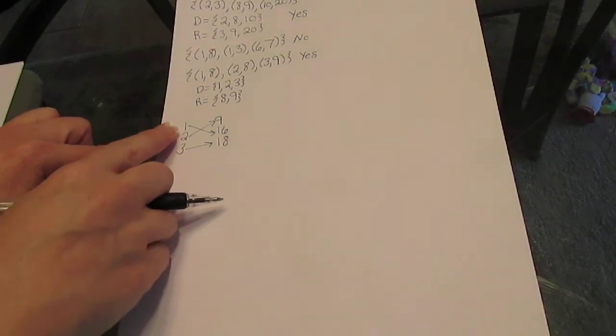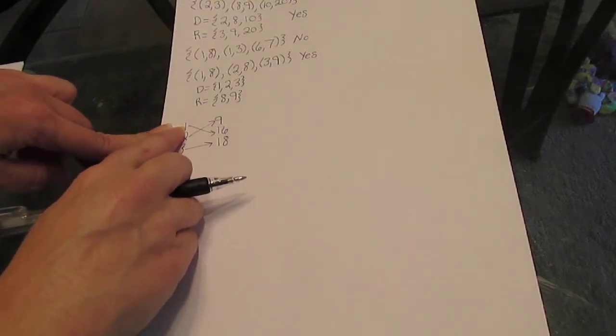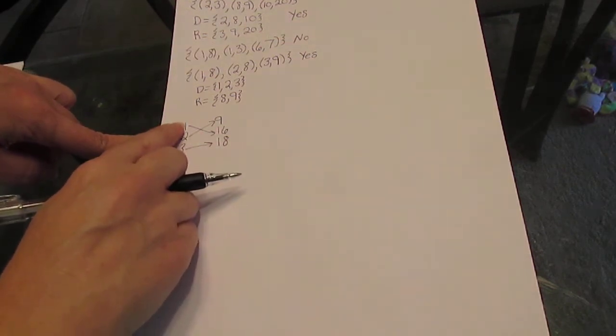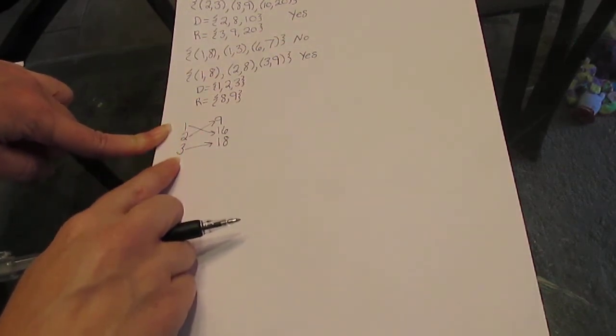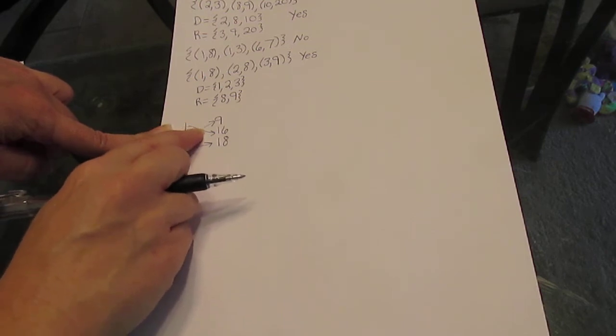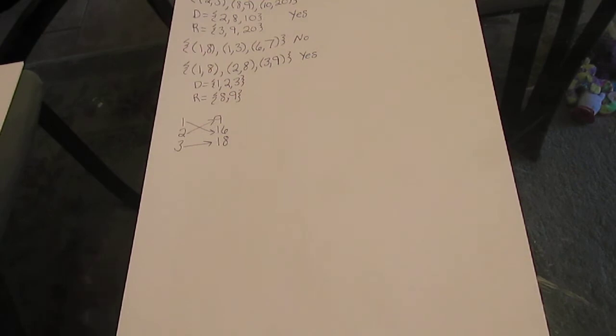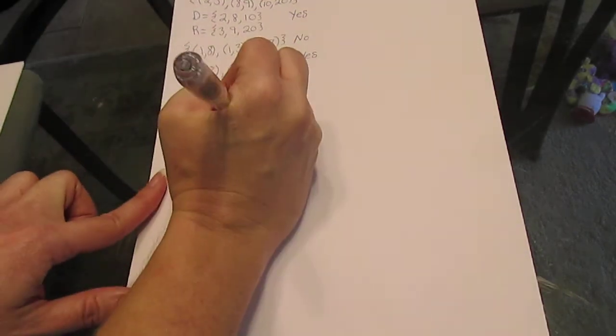So remember, to be a function, each x value can only go to one y value. Okay, so really you just need to look at the x's again. If all of the x's only have one arrow coming out of them, then they're only going to one value. So this one is an example of a function.